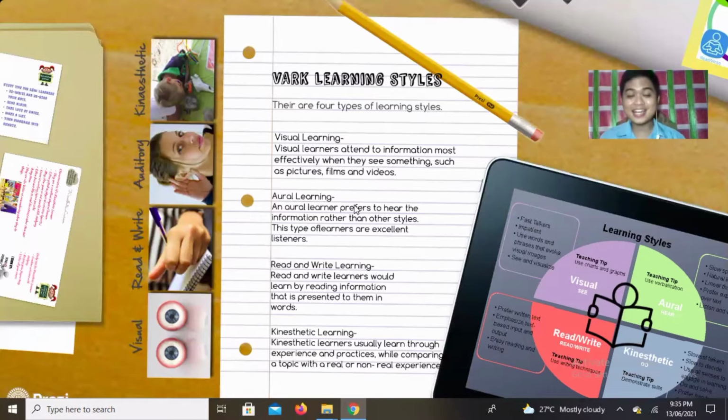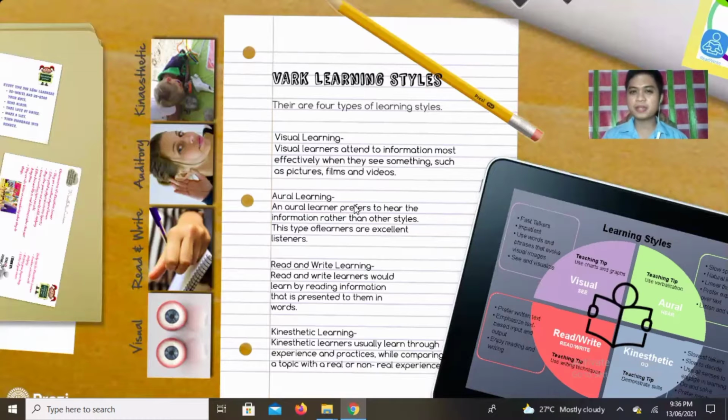Yes, that's it. Because that is their way of studying and that is their way of learning and getting information for that lesson. And that's what we are going to talk about this morning. We are going to talk about the VARK learning styles. Then what are the VARK learning styles?